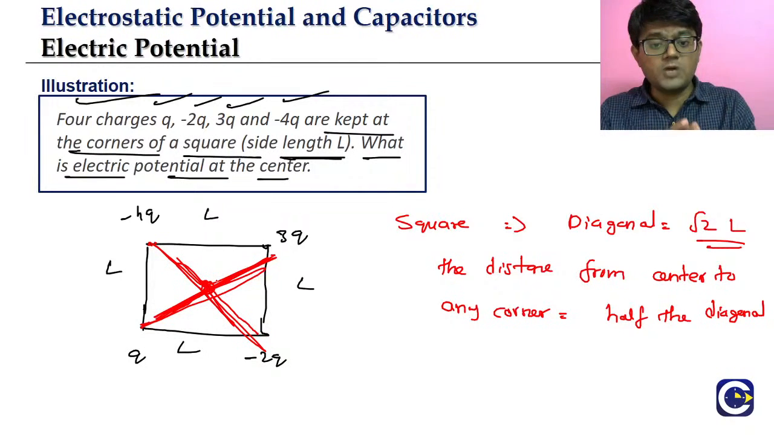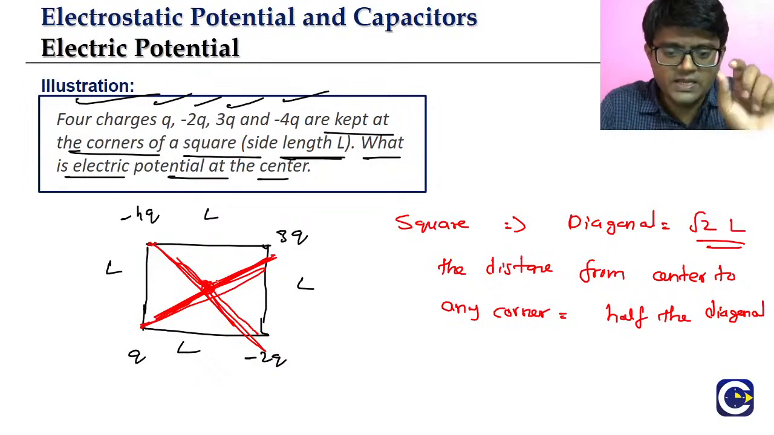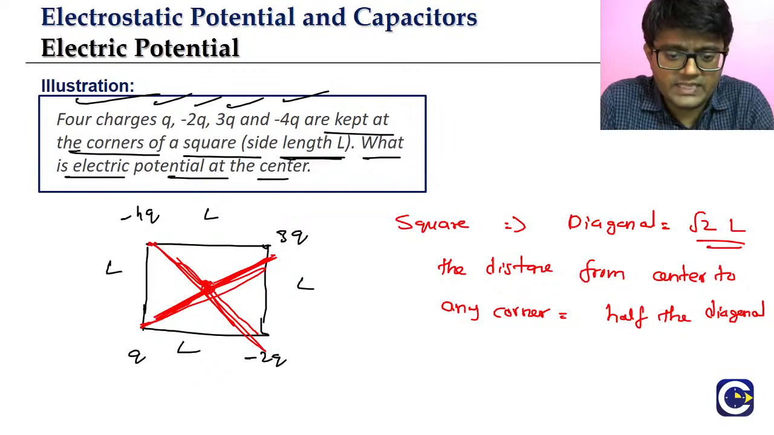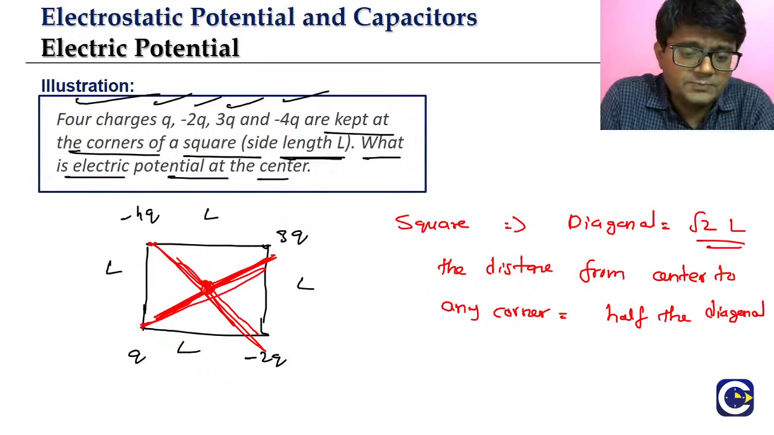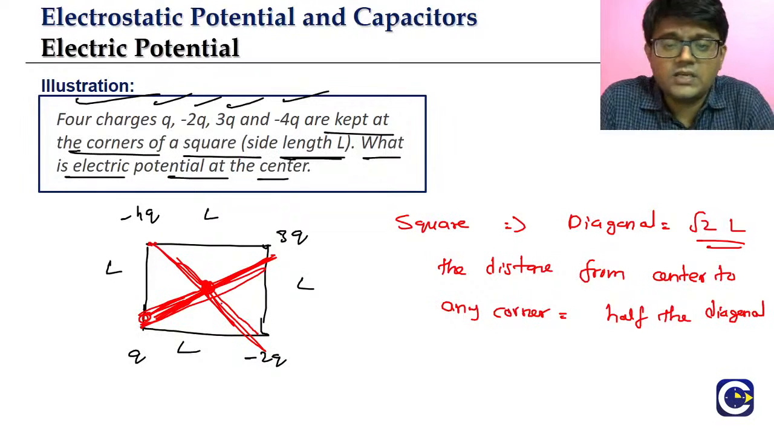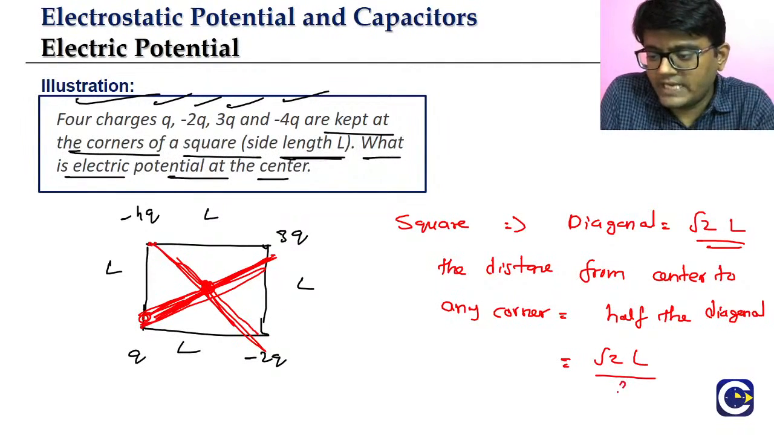Square, what is the property of the square? The diagonals bisect. Not just bisect, they will bisect perpendicularly also. But we don't need that property fully. They will bisect means what? The total diagonal is root 2 L, so this part is the center length. If you want to measure the distance to any corner, what is it? Half of the diagonal, which means root 2 L divided by 2.